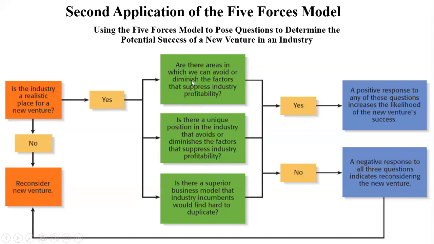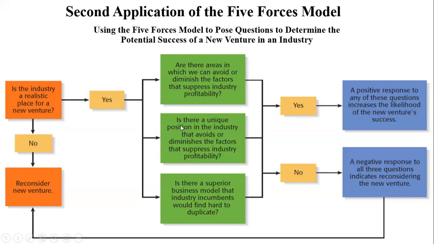The subsequent question to ask is: are there areas in which we can avoid or diminish the factors that suppress the industry profitability? Some of the factors that suppress industry profitability are basically the five competing forces that we've spoken about. If there is a threat of new entrants, the competition is high, suppliers have a lot of power, or buyers have a lot of power. Now, if your answer to this is yes, there is also the need for you to ask another further question.